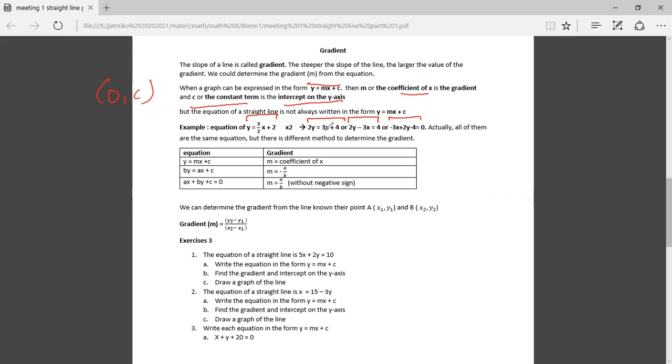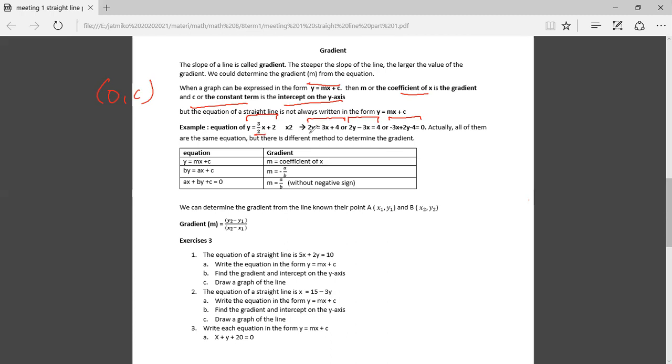So here we have y plus 3 per y equal to 3 per 2x plus 2. And I'm asking, what is the gradient of this? The gradient is 3 per 2. Why? Because that is the coefficient of x.